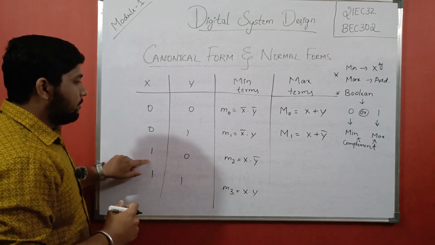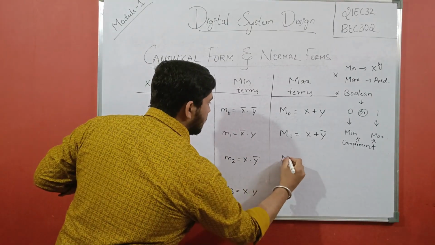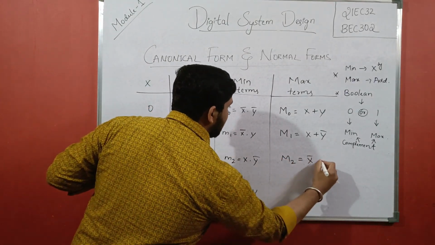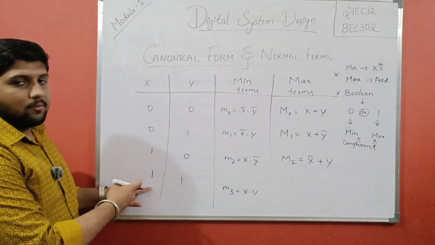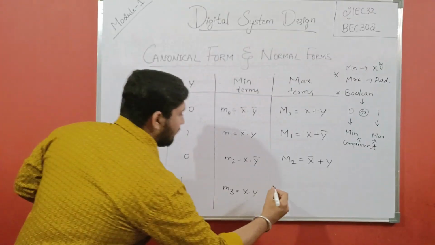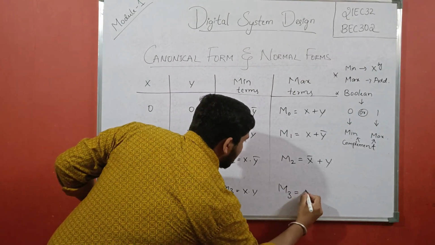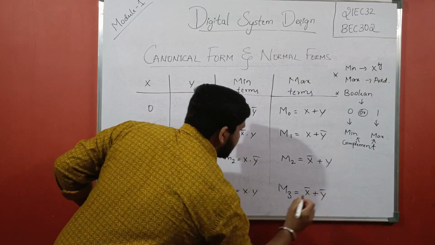Talking about the next row, it is 1 0. So M2 would be x bar plus y. And both x and y have 1 in the last row, so your M3 would be x bar plus y bar.